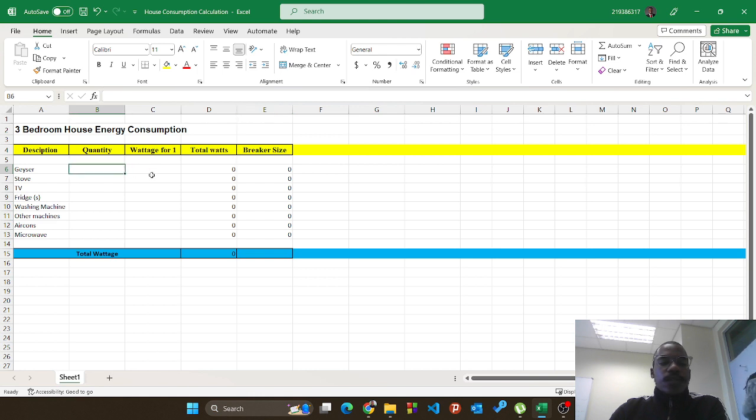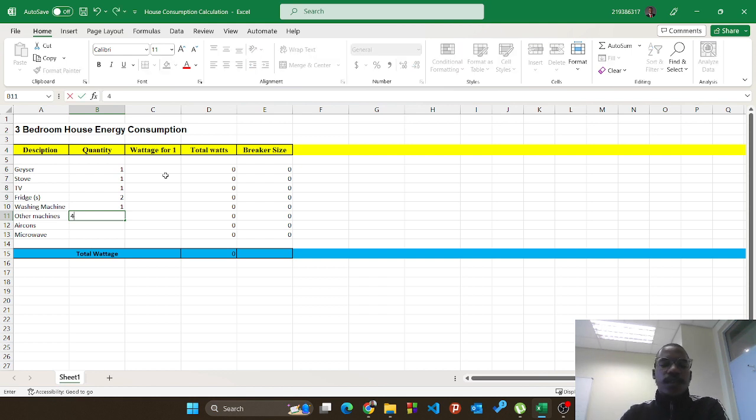So we're gonna start off with the geyser system. A normal household will have one geyser system, so we are just gonna say we have one geyser system. It will also have one stove, and for this household we're just gonna go with one television set in the living room, and we're gonna have two fridges, basically one deep freeze and one normal fridge. We're gonna say one washing machine. We're gonna go for other machinery such as vacuum cleaners and pressure cookers. We're just gonna say, for example, there are four of them in a normal household.